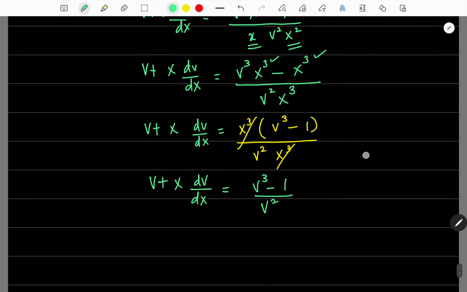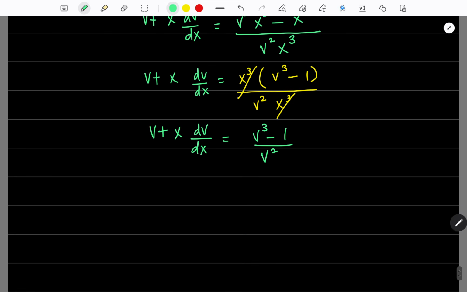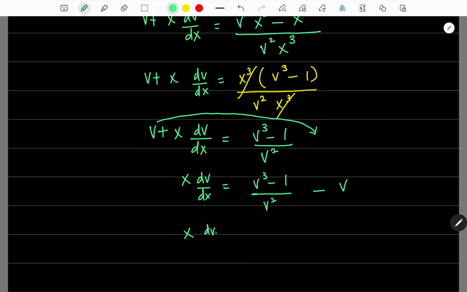Okay, right. So now slowly we'll try to simplify. Keep in your mind, we need to bring this v to the other side. So x dv by dx is equal to v cube minus 1 divided by v square, minus v. Right. So x dv by dx is equal to v cube minus 1. Look here, this is v by 1.